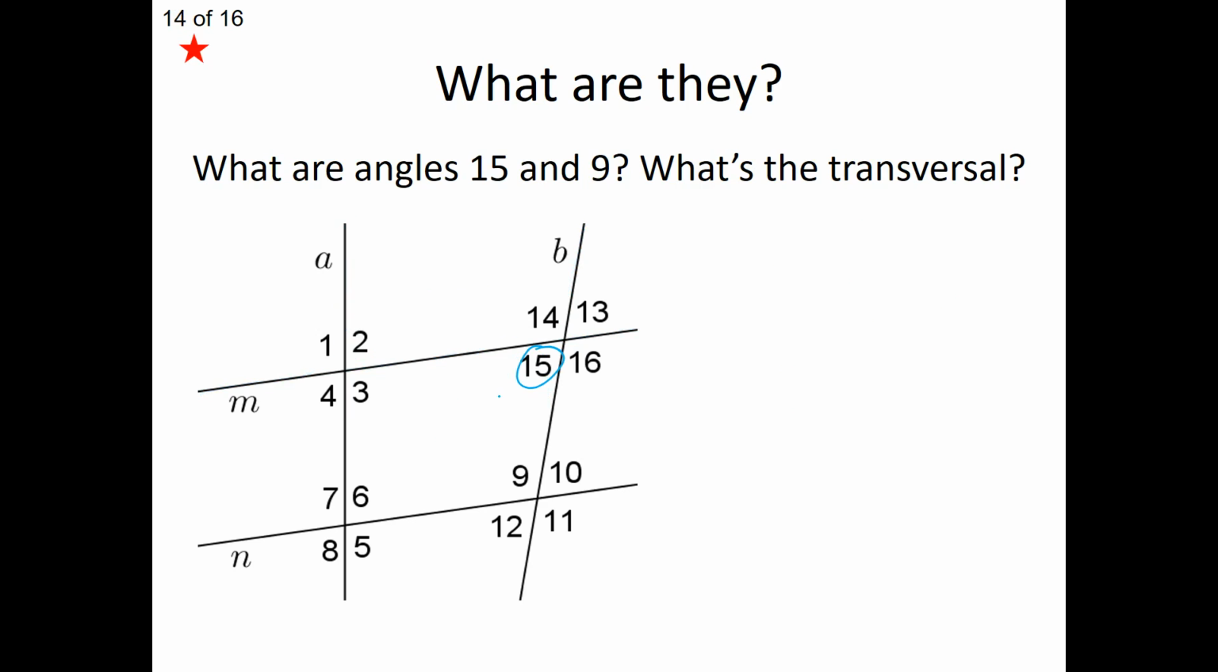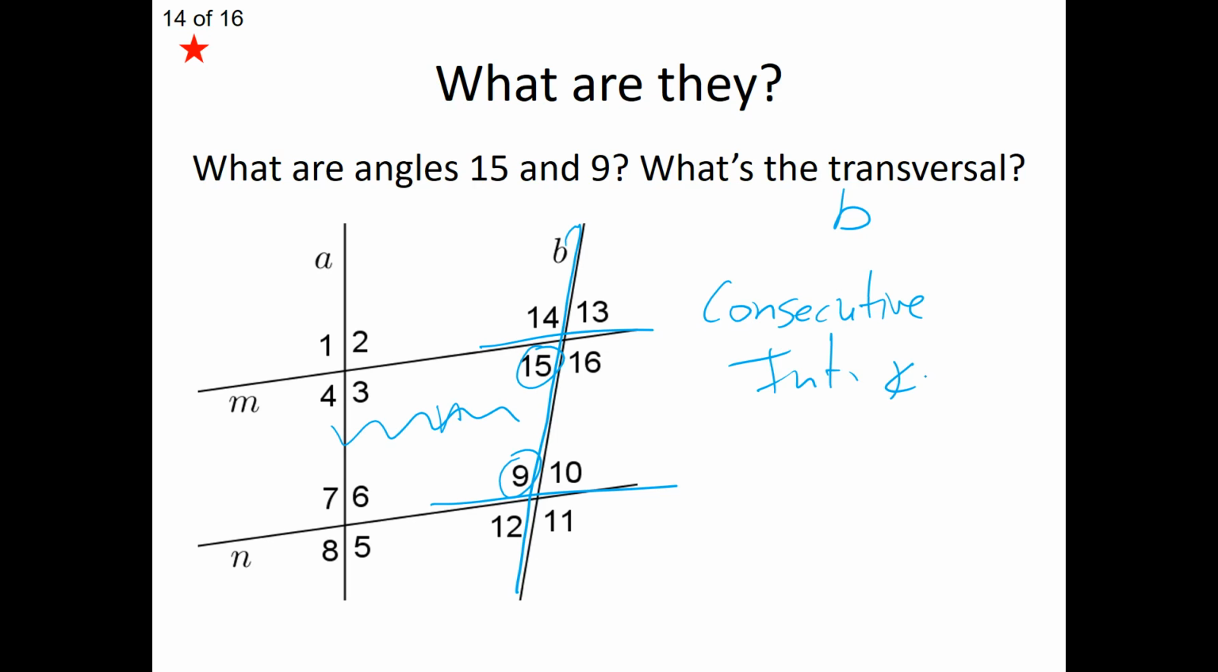Let's look at 15 and angle 9 this time. Let's answer what's their transversal. That would be line B. They share line B, which means we're looking at M and N being the non-transversals. So again, this is the interior. Well, 15 and 9 then are both interior, and they're on the same side. That means we have consecutive interior angles for this one. Consecutive interior angles.